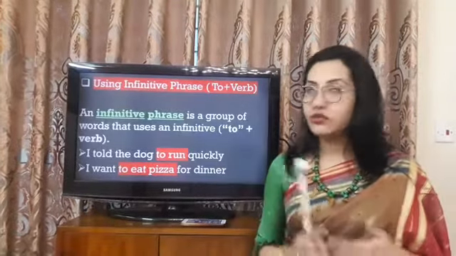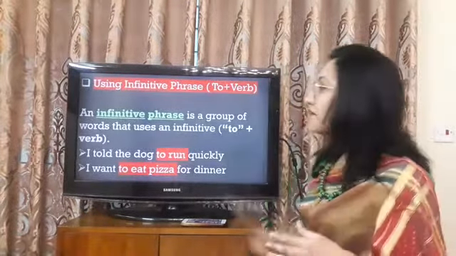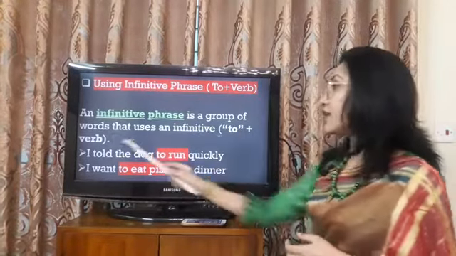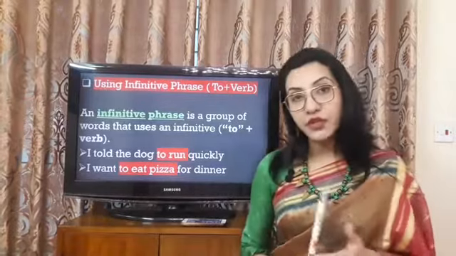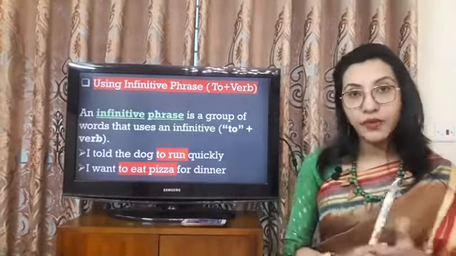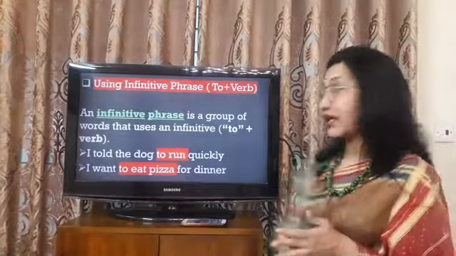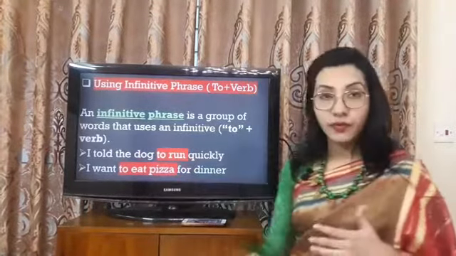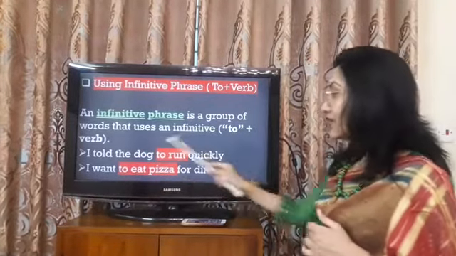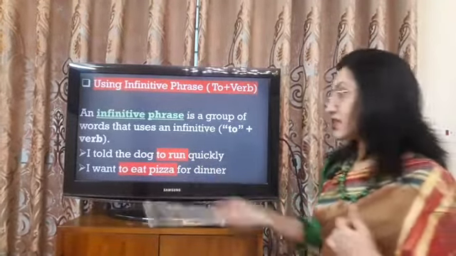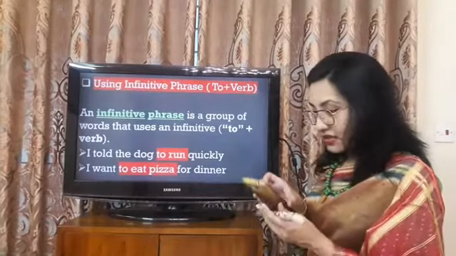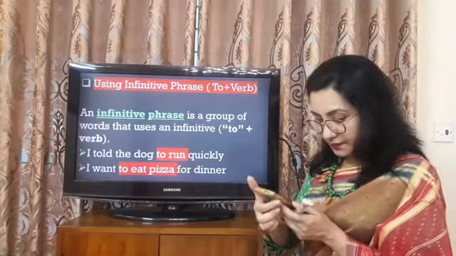আর যারা করেছো great, তোমরা তো অলরেডি জানোই বিষয়টা। An infinitive phrase is a group of words that uses an infinitive, to plus verb. So infinitive phrase বলতে আমরা কি বুঝি, একটা গ্রুপ অফ ওয়ার্ডকে বুঝি যেটা বিগিনিংয়ে প্রথমে কি থাকে, to plus verb থাকে। This verb must be in the base form. I told the dog to run quickly. So here to run is the infinitive phrase. I want to eat pizza for dinner. Here to eat pizza is the infinitive phrase.